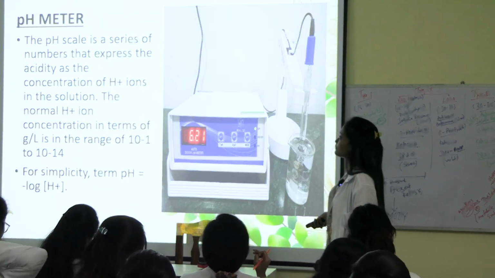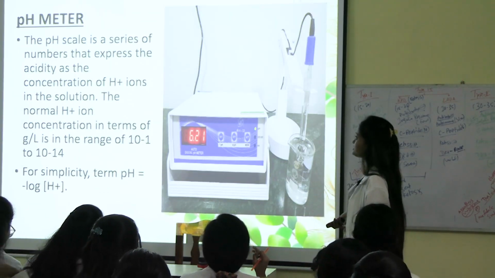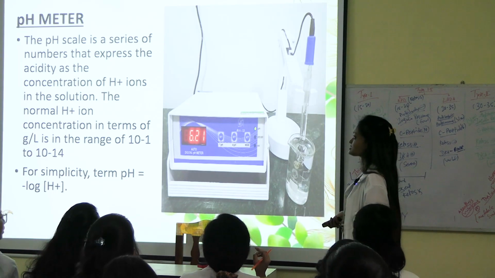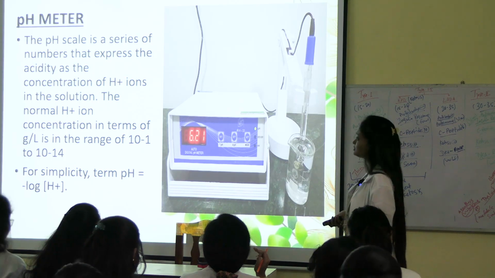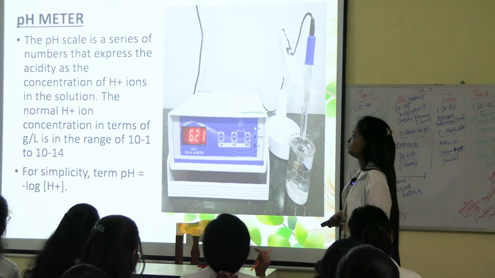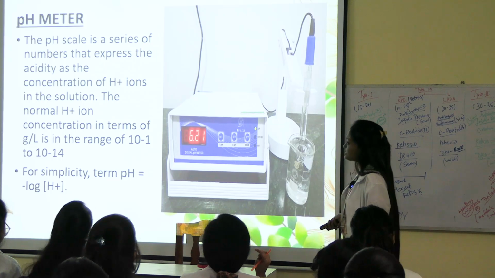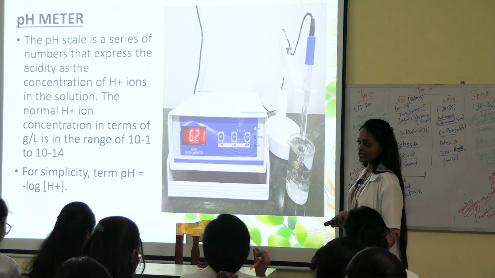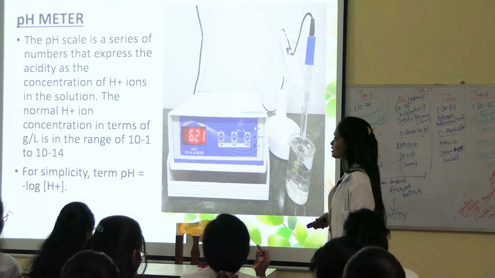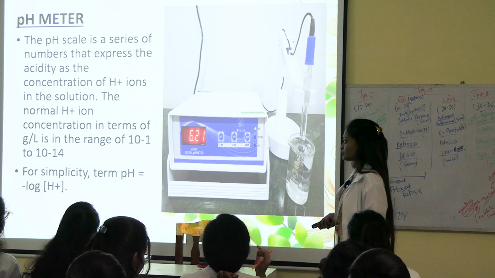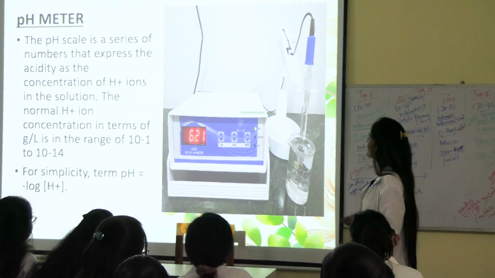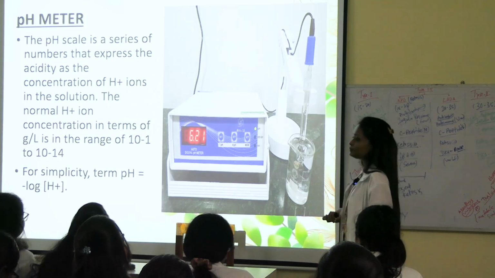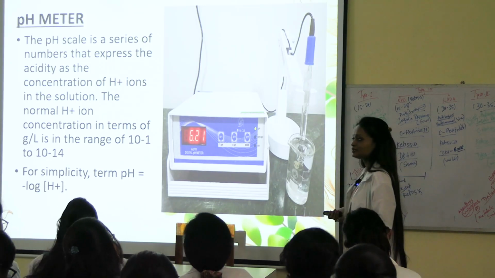So pH meter. The pH scale is a series of numbers that express the acidity as the concentration of hydrogen ion in the solution. The normal hydrogen ion concentration in terms of gram per liter is in the range of 10 to the power minus 1 to 10 to the power minus 14. So this is the pH meter, the same pH meter we have in our lab.